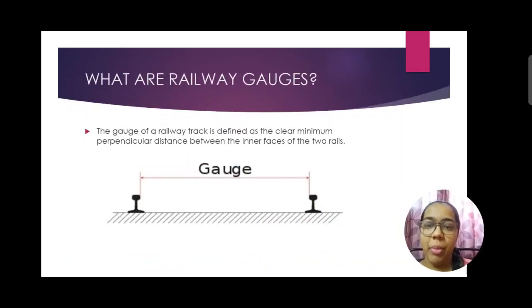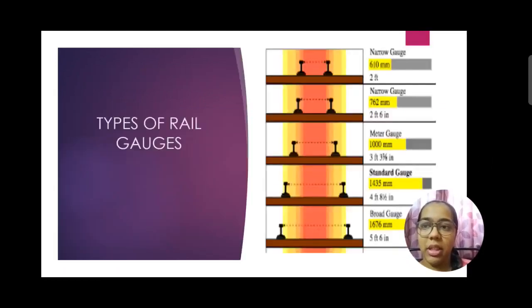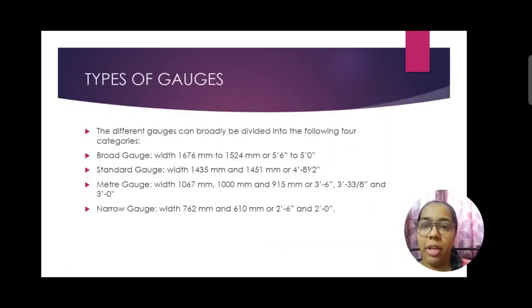Before going into the main topic, let us first discuss what railway gauges are. The gauge of a railway track is defined as the clear minimum perpendicular distance between the inner faces of the two rails. There are four types of railway gauges. The different gauges can be broadly divided into the following four categories.